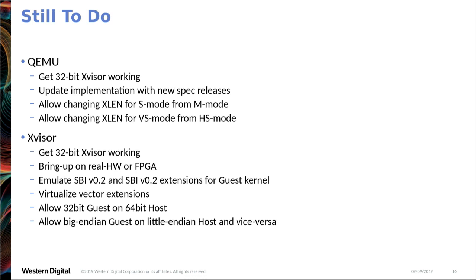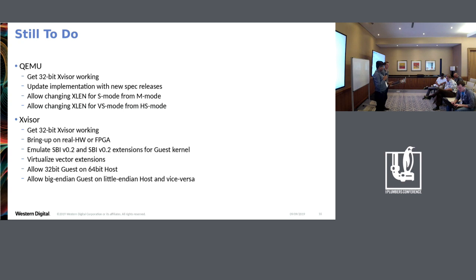And on the Xvisor front, we need to support 32-bit, then bring it up on FPGA, like what Atish mentioned in the morning. We need to move to SBI 0.2 emulation for the guest, and also do the hart hotplug or hart state management emulation. And if the vector extension gets frozen, then we need to virtualize that as well, and support 32-bit guest on 64-bit host. And yeah, big endian support is also there, but the toolchain support is not there. QEMU support is not there, so we are blocked on that front.